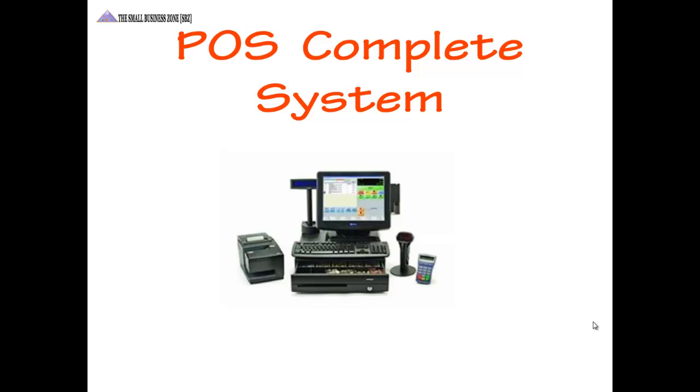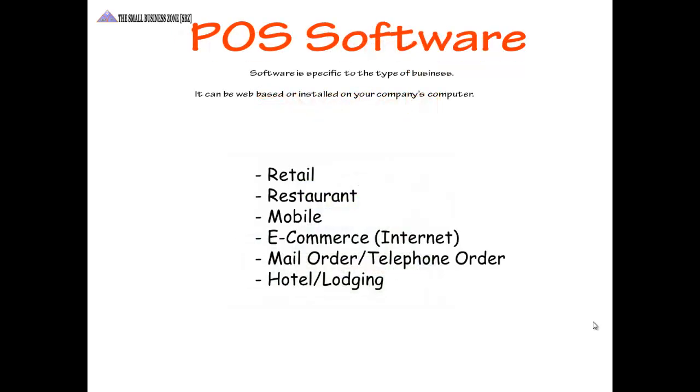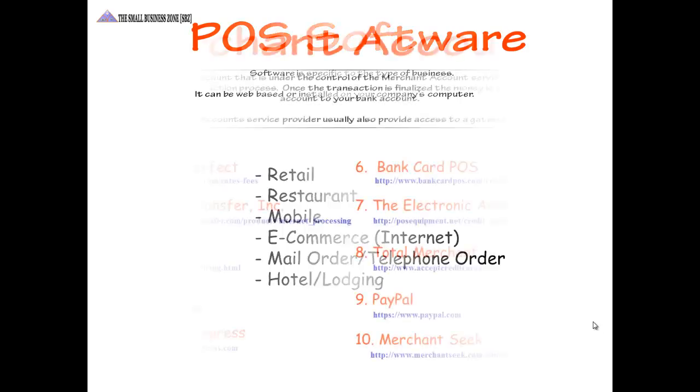This is what a complete POS system looks like. If you've gone into a retail store, you've seen one of these. The POS software is specific to the type of business that you're in. It can be web-based or installed on your company's computer. So if you're in retail, a restaurant, if you have a mobile business, e-commerce, mail order, telephone order, or hotel lodging, you have to look for software that is specific to your type of business.